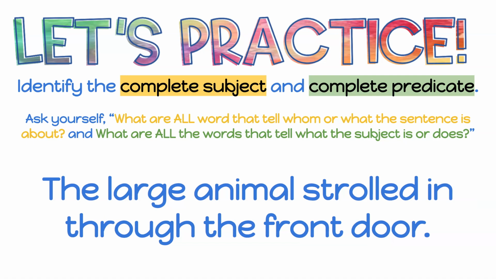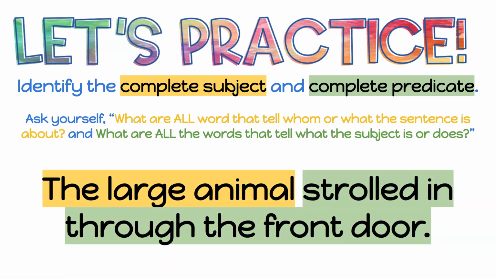The large animal strolled in through the front door. Complete subject, complete predicate, you identify. Pause right here. That's right. The sentence is all about the large animal, which makes it the complete subject. Not just any old animal, but the large animal. And what it's doing is strolling through the front door, which is the complete predicate. What that subject does or is.